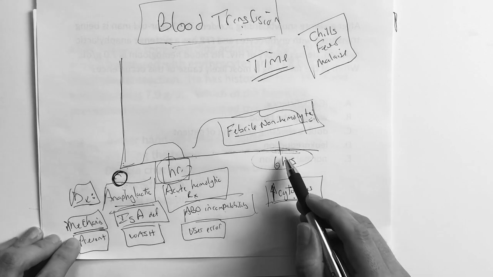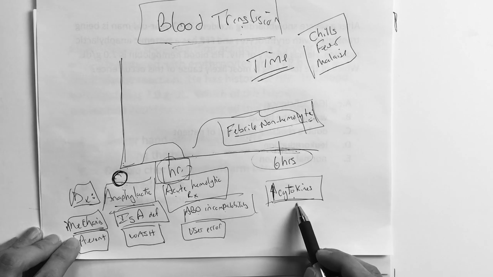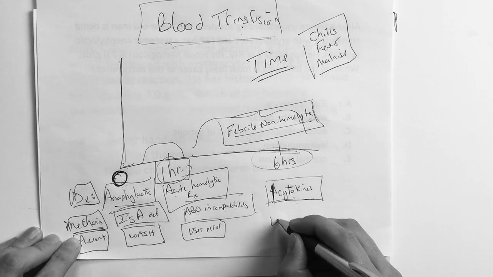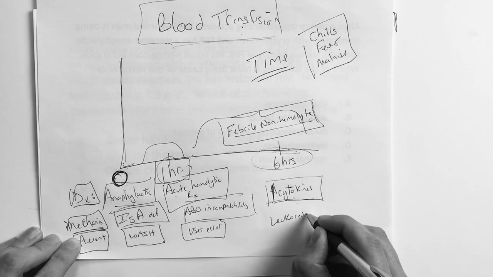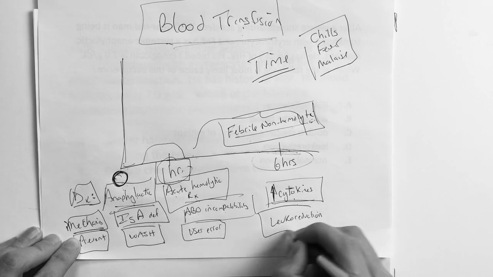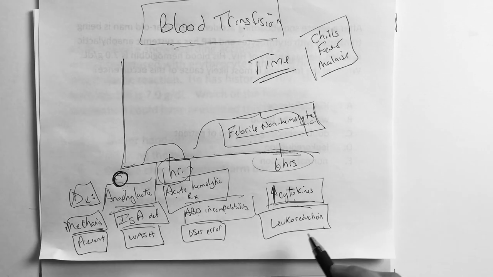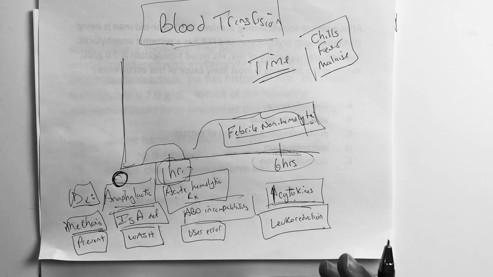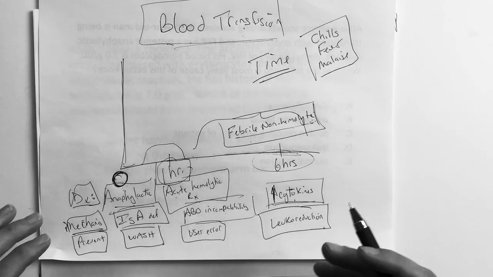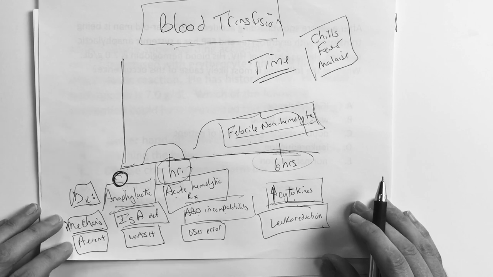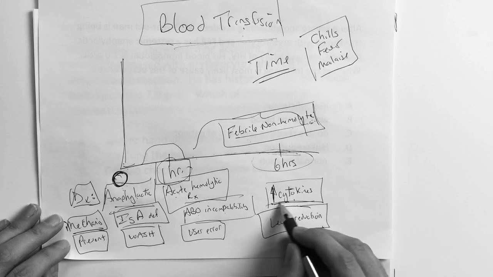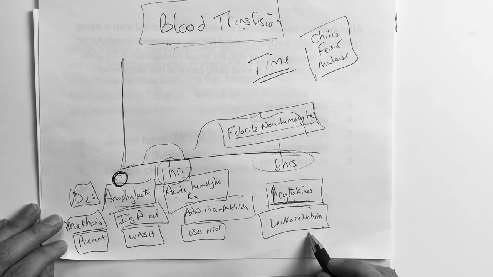And then the last one, the febrile non-hemolytic, or increase in cytokines, that's where they should have done leukoreduction. Basically, when they pull the blood apart, they may have left a white blood cell or two in there, and when it stores, that's when the cytokines are released, and then that causes a problem when you use the blood.